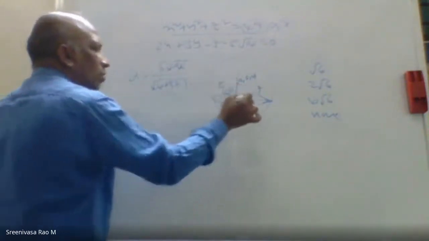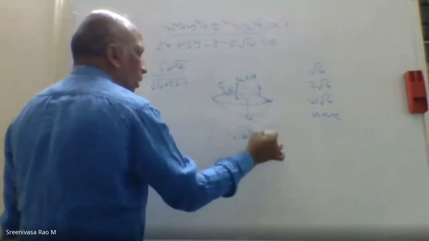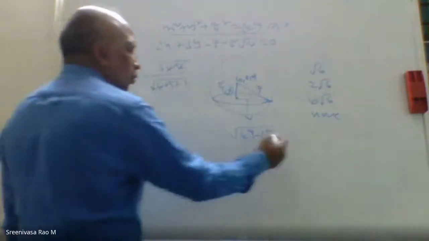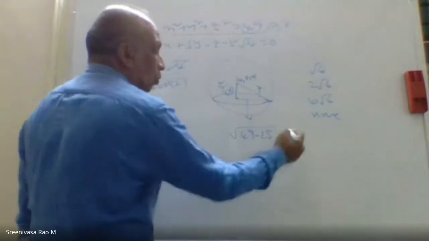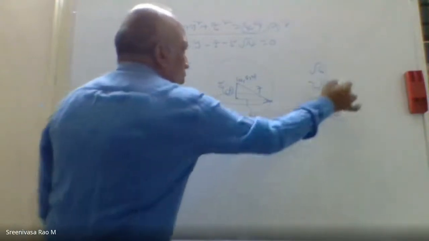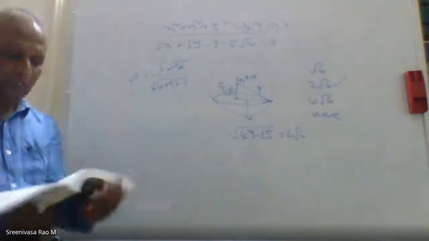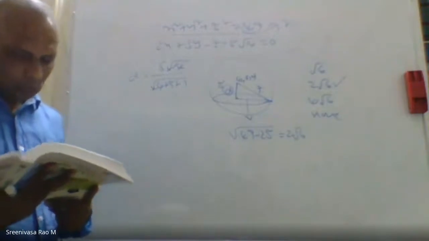So what about the radius of the circle? This radius will be equal to root of 49 minus 25. Correct. You will get 24. It comes root 24, so root 24 means 2 root 6. So your answer is 2 root 6. This type of problem they are asking related to sphere.